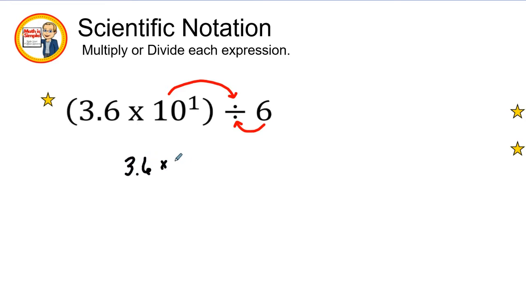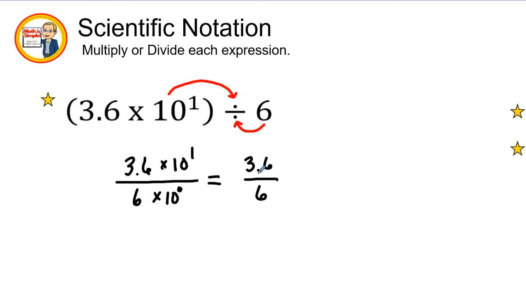3.6 times 10 to the first power divided by 6, well, how would I write 6 in scientific notation? Well, I would multiply it by 10 to the 0 power. Because remember, anything to the 0 power is 1, so 6 times 1 is 6. The value does not change. Now we're going to simplify it even more by dividing the coefficients of the scientific notation.